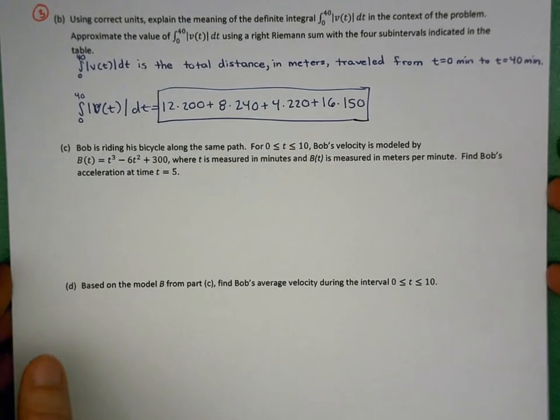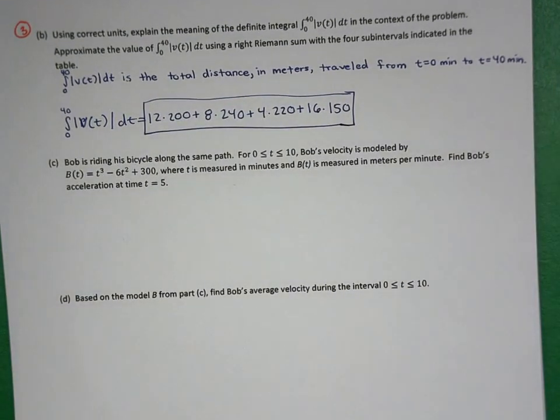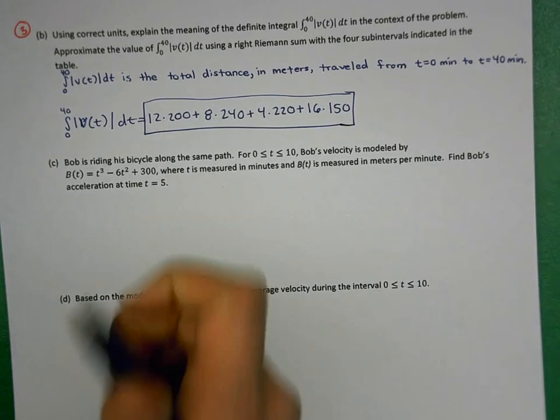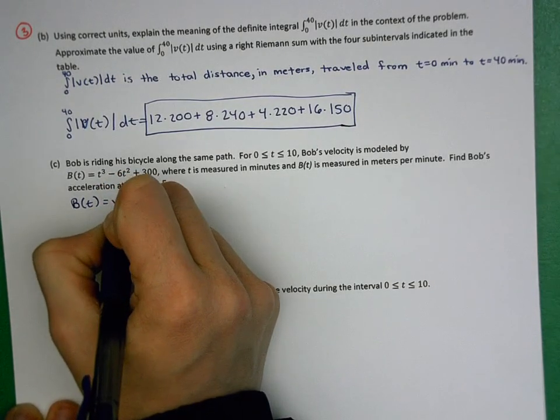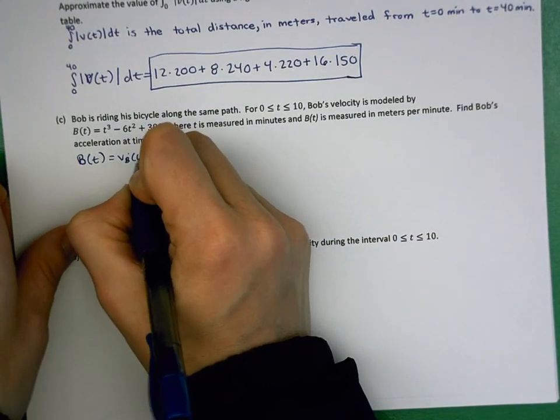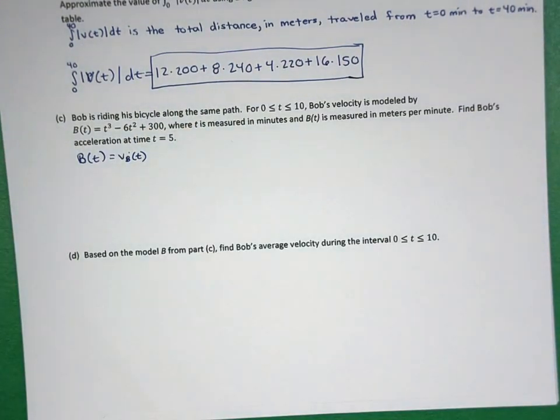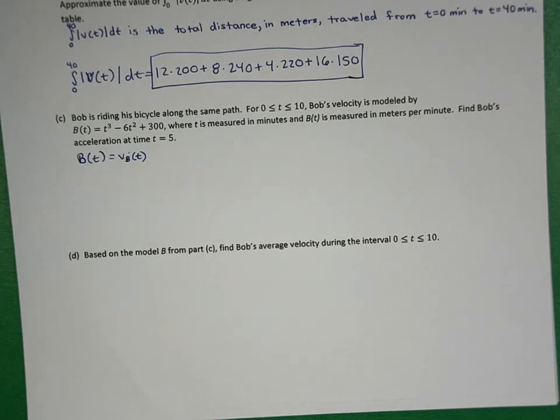Okay, C says Bob is riding his bicycle along the same path for 0 to 10, so he has a different restricted domain here. Bob's velocity is modeled by this function. Okay, so we've got b of t, which is velocity. We actually already used v of t up here, so let me call this v sub b, velocity of Bob. Where t is measured in minutes, b of t is measured in meters per minute. Find Bob's acceleration at time t equals 5. So this is worth 2 points.